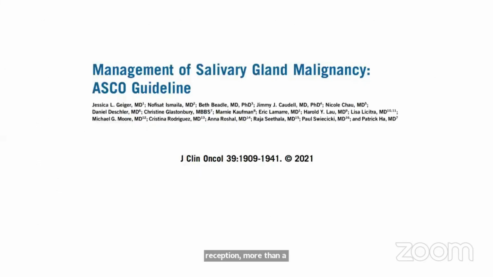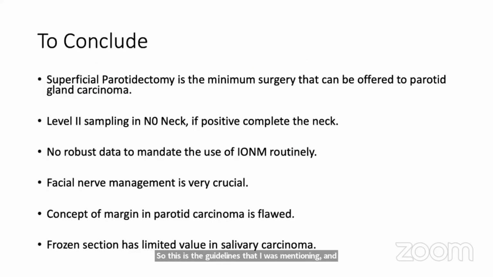So these are the guidelines that I was mentioning, and most of it is available in this guideline. And to summarize, superficial parotidectomy is the minimum surgery that can be offered to parotid gland carcinoma. Level 2 sampling in N0 neck, if positive, complete the neck. No robust data to mandate the routine use of IOM. Facial nerve management is very crucial, and it is the center of the surgical aspect involving the parotid gland. The concept of margin in parotid carcinoma is flawed, and frozen section has limited value in salivary gland, but it does have some value. It depends on the pathologists, and fortunately, we have a pathologist who can help us use frozen section more effectively.